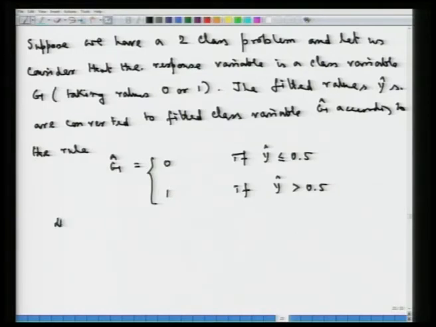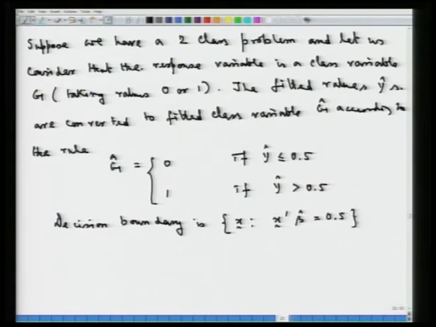This is a simple rule. This has a decision boundary given by the following. The decision boundary is basically the set of x's such that x prime beta hat equals 0.5. One can vary this particular constant in order to get other types of decision boundaries.